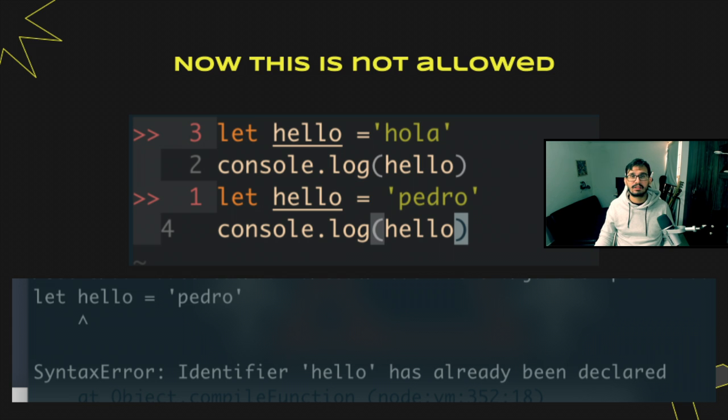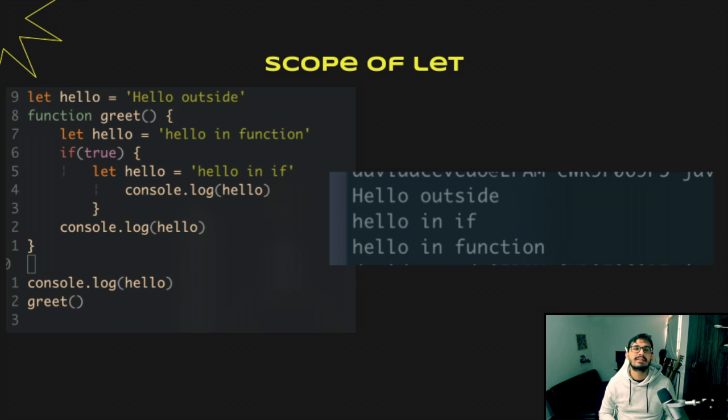Let's analyze the scope of let. We can see how let works in several scopes. First, we have a scope outside, then a function scope, and then a block scope, which you can see in the if expression. During the execution, we can see how the console logs respect the variable's scope, preventing the variables from taking foreign values.